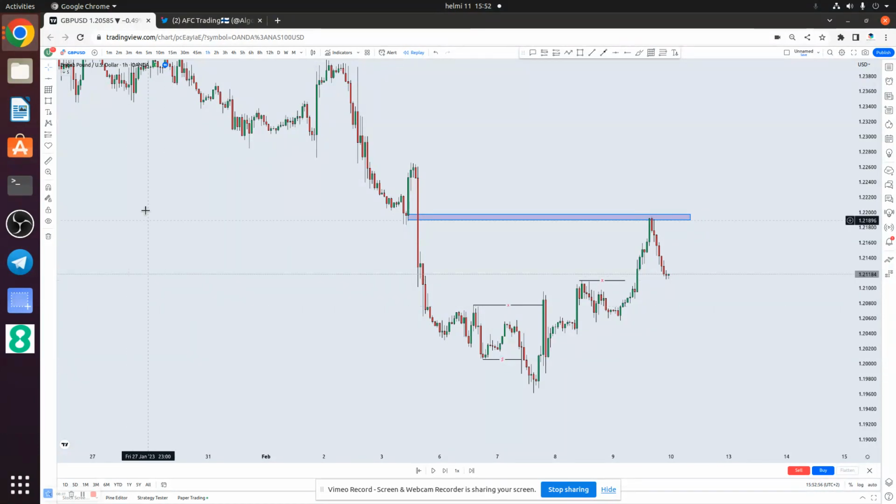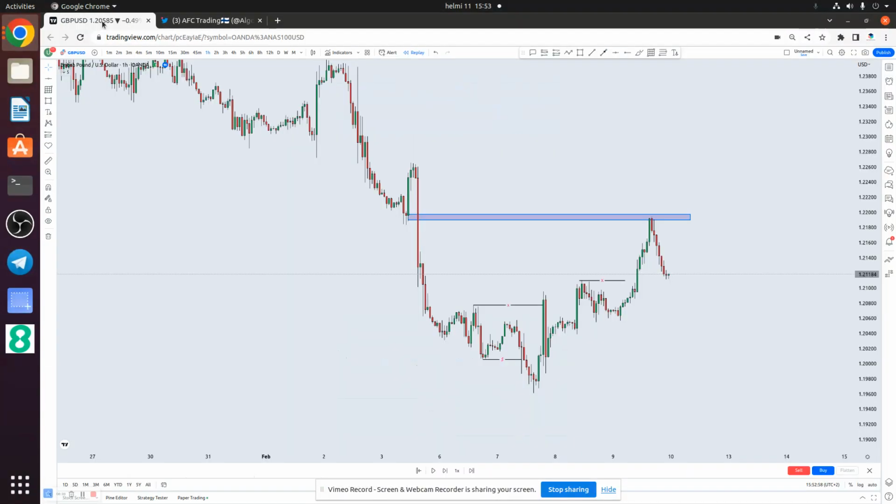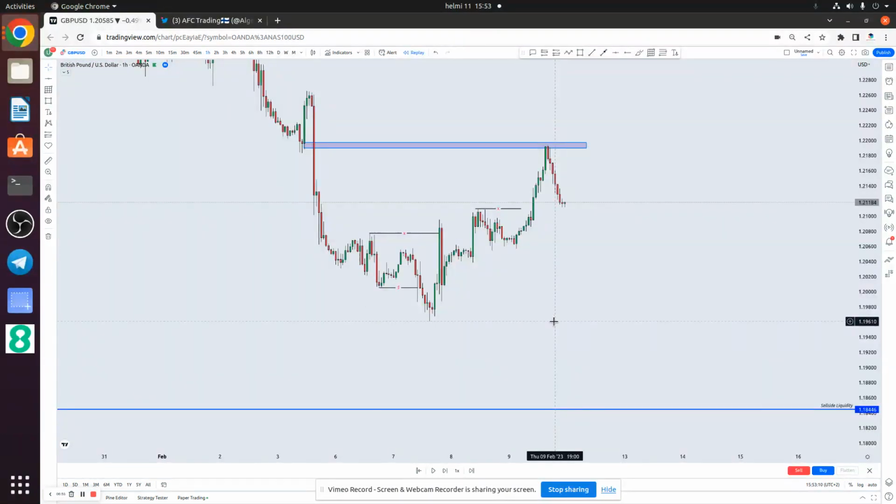Anyways, I'm supposed to be saying what I said on the 9th, why the pound dollar was going up even though previous day's high was taken. So we already know that when previous day's highs and lows are taken, in most cases price is going to reverse, you know, to have a reversal. But it's not the case always, right?